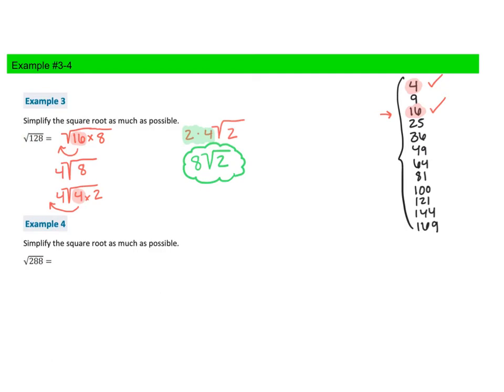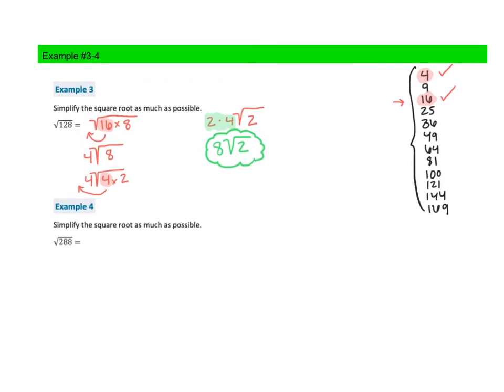Okay. Moving on to number 4. Simplify this square root as much as possible. So I want to see what numbers go into this. One of the easier ones you can always try is 4. 288 divided by 4, I get 72. That's a really big number left over, so I'm going to try 16. 288 divided by 16, I get 18, so 16 works as well. Let's try 36. I got 8, so 36 also works.